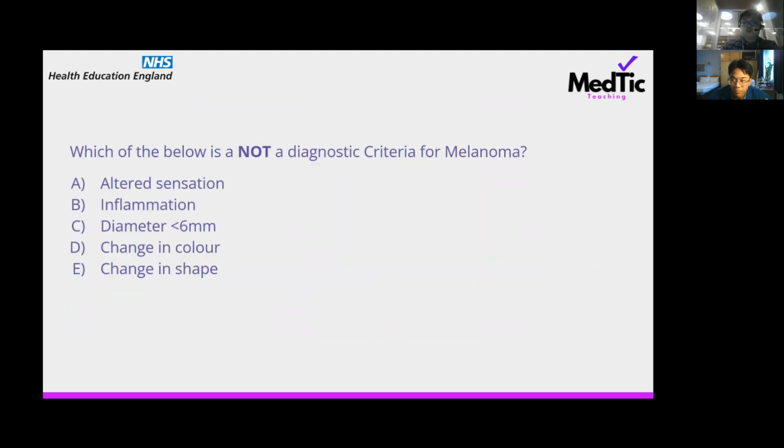If we just go to the last question for this one, which of these is not a diagnostic criteria for melanoma? A bit of a, I will have to admit, a bit of a harsh question, but it also reinforces the criteria inside, as it's important to know when someone's more at risk of a melanoma or not when you see a skin lesion.